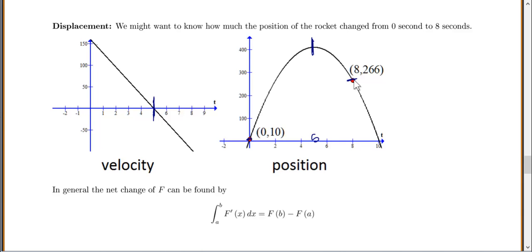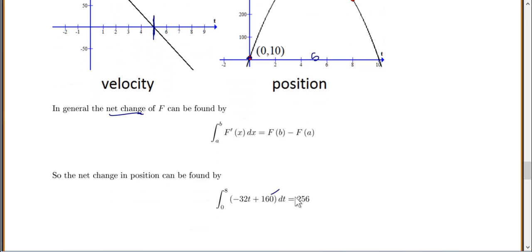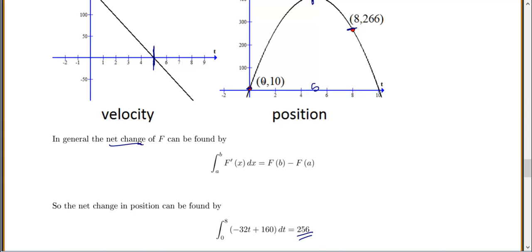Now let's actually integrate this to see how we can do it. So anytime we want to know how much you changed, we're looking for what's called in our textbook the net change. And if you want to find the net change and you know the derivative, you integrate the derivative and that will give you your net change. So in our case, we could just integrate from 0 to 8 our negative 32t plus 160 and get 256. Okay, which matches what we had on our graph. So I changed from 10 to 266, so that's a difference of 256.